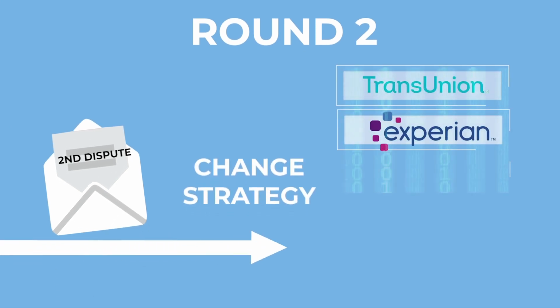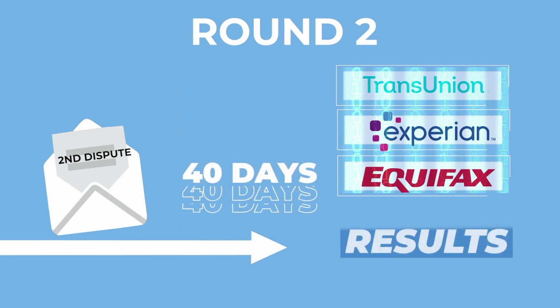Each round, the software reads your credit report, then changes strategies that build on top of the previous round. The software automatically tracks all of your accounts and will guide you through each round. You can send as many rounds as you feel are necessary to resolve your dispute.